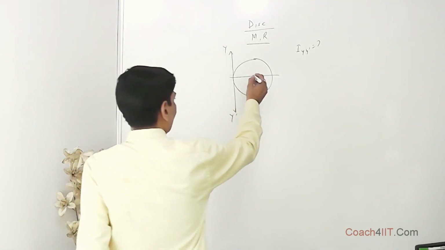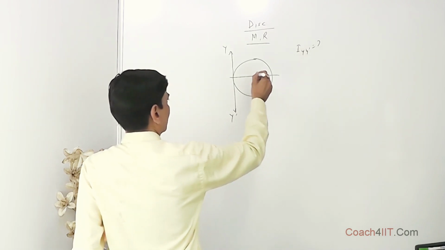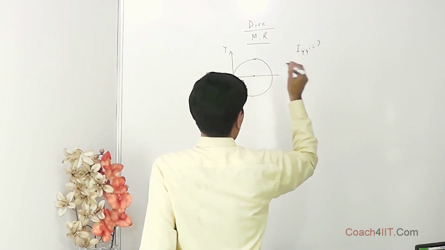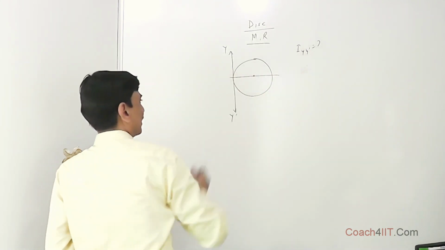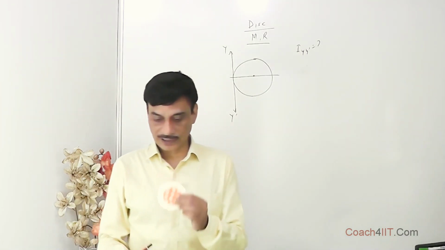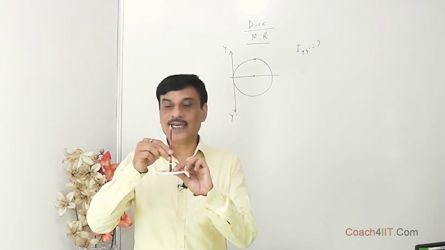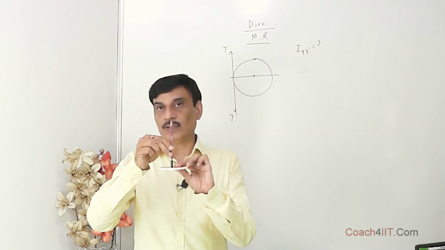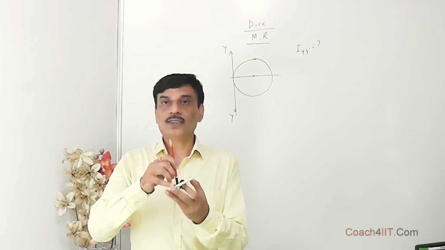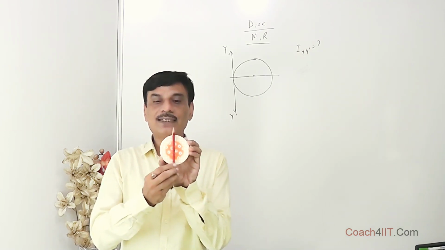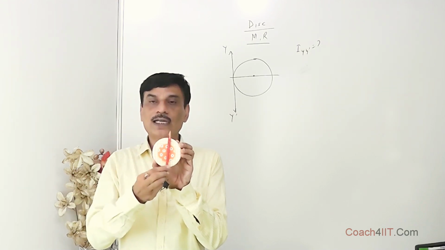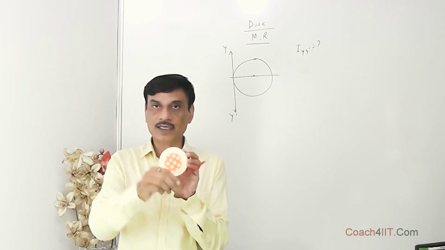We know the moment of inertia of this disk about this z-axis, which is perpendicular to the disk, is m r square by 2. Suppose this is a coaster that I have taken as a disk; about this axis it is m r square by 2. Then about any diameter, be it this diameter or this diameter, about all the diameters, it is going to be I only. We have done it earlier also.